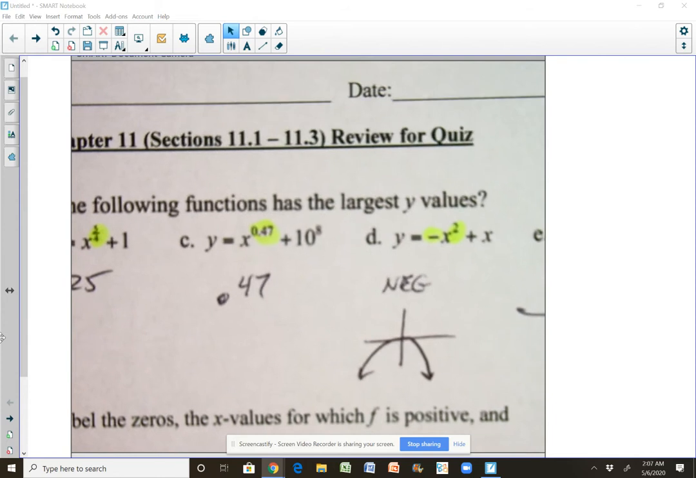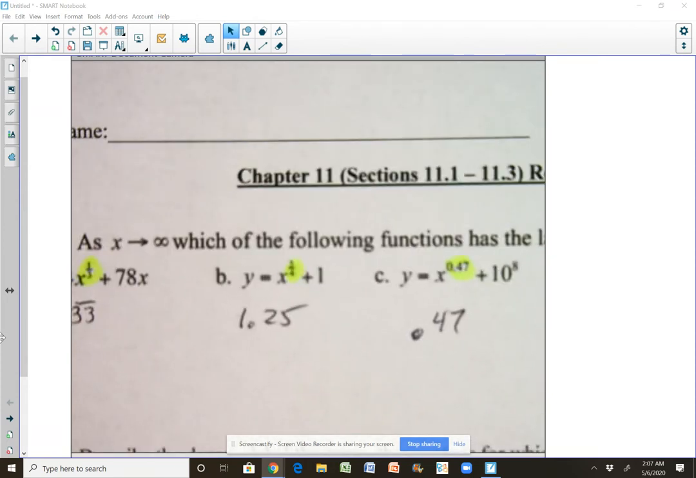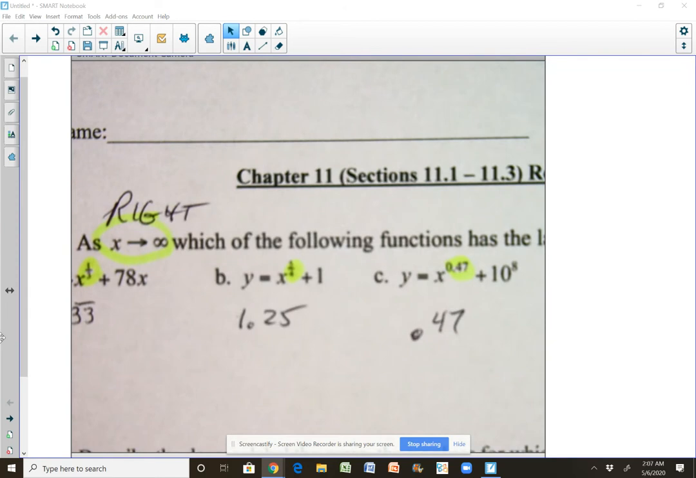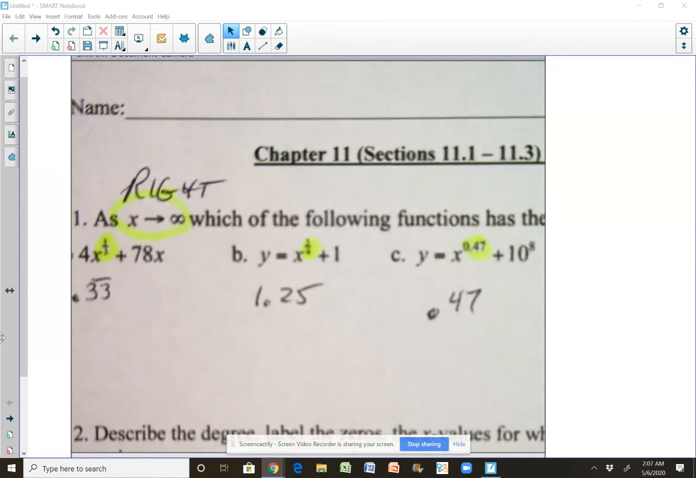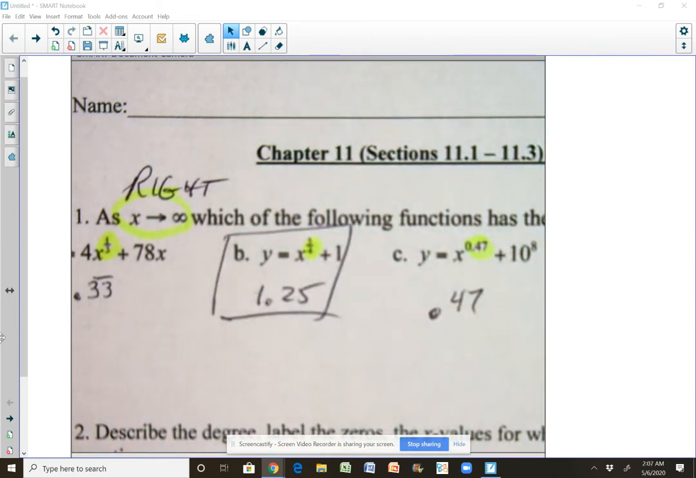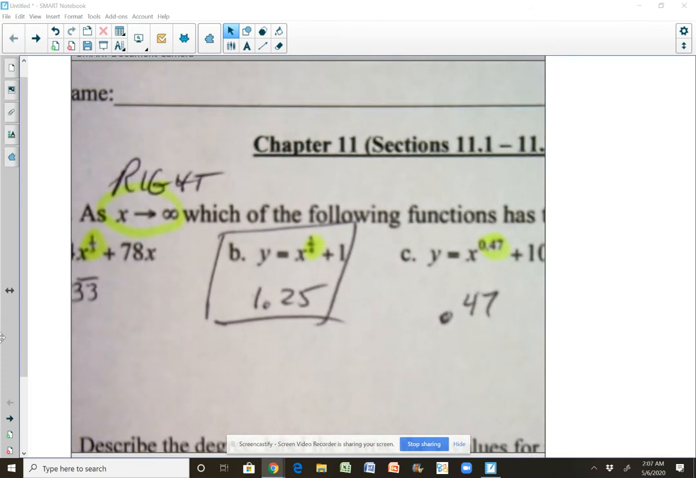And so since the question is saying which of the following functions has the largest values, but it's saying as x approaches positive infinity. So this means as we're going to the right, the leading term is going to dominate. And in that case, the leading term with the highest power is going to be choice B in this case. So choice B would be the answer to number 1.